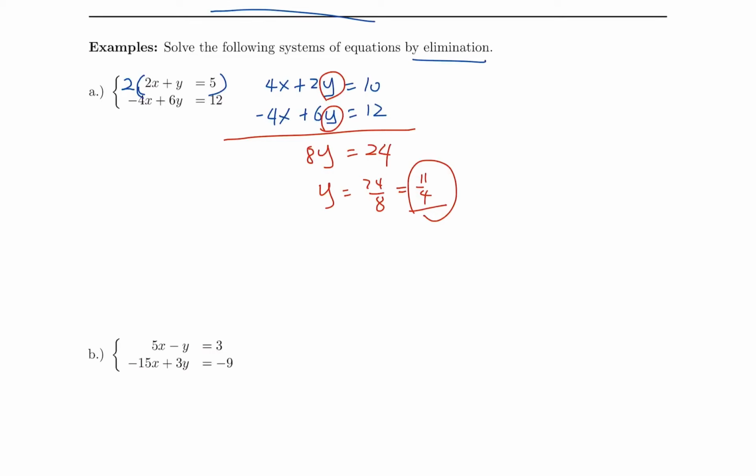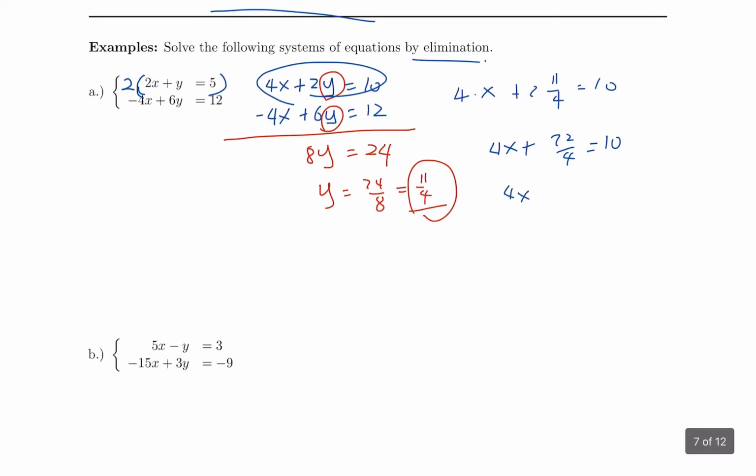Okay, so why don't I plug it here? Then I get 4 times 11 over 4 plus 2y equals 10. Oops, sorry. Plugged it in the wrong place. Y is 11 over 4. So I get 4x plus 22 over 4 equals 10. Not plus, equal, sorry. So then 4x equals 10 minus 22 over 4.